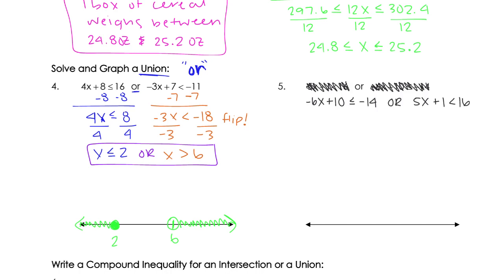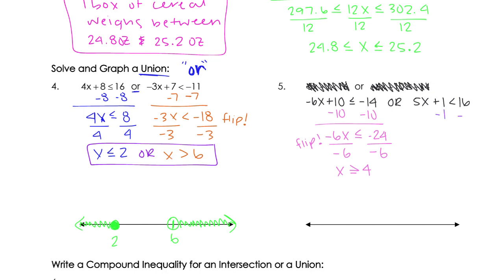Looking at number 5, it was again the wrong problem. So I did fix that really quick. We now have the correct problem on the screen. So then I'm going to go ahead and subtract 10 from both sides. When we do that, we have negative 6x is less than or equal to negative 24. Divide both sides by negative 6. Again, we have to flip that inequality sign. So then we would now have x is greater than or equal to a positive 4.